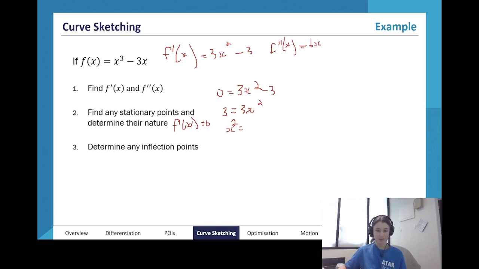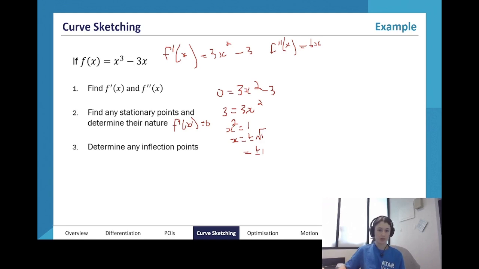So we're going to have that x squared equals 1. And remember, when you are solving an equation where you're using the square root, you always need to remember the plus or minus of square root 1, because 1 squared is equal to 1 and negative 1 squared is equal to 1. So always remember that when you're solving quadratic equations.